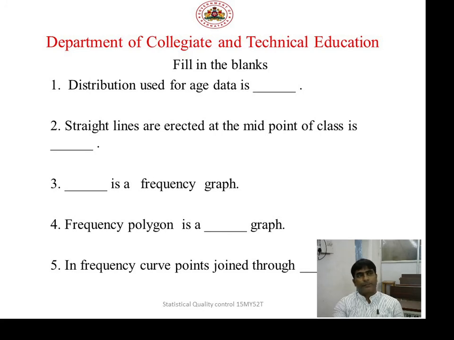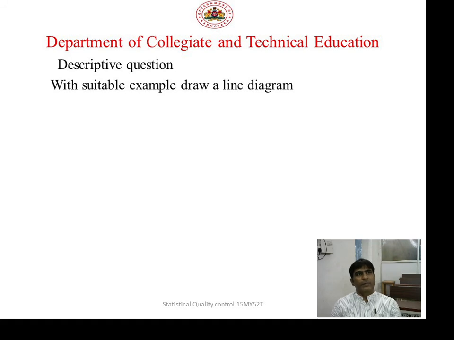Okay. Next we'll see a descriptive question. Here you should write a descriptive answer. What is the question? With a suitable example, draw a line diagram. You yourself take an example. Choose a class width and frequency as you wish, and draw a line diagram, so that you can clearly indicate the frequency of the class.